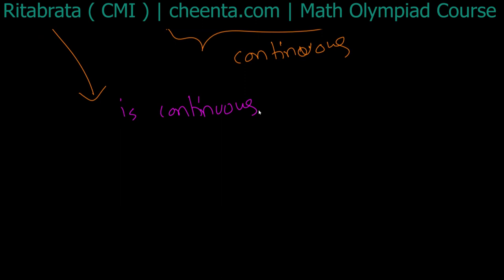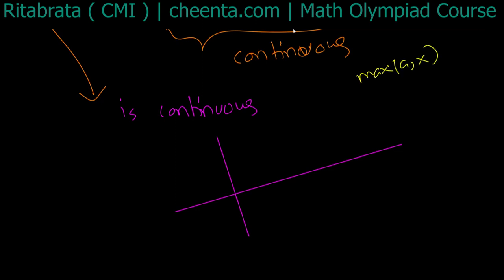Okay, how does the map look? That x goes to the maximum of a and x. Like the function is the maximum of a and x. So say this is my a. When x is less than or equal to a, it is just a. And when x is greater than or equal to a, it becomes the line y equal to x. You can see this is a continuous map.